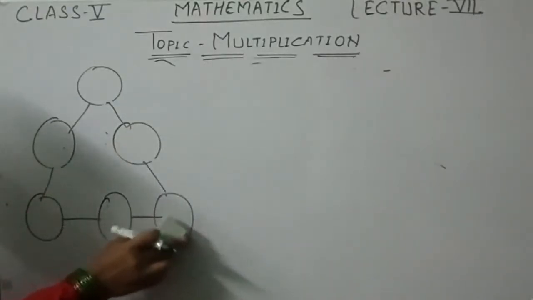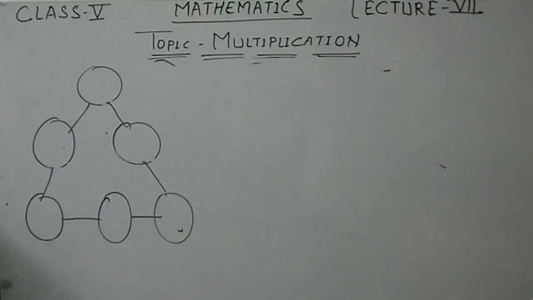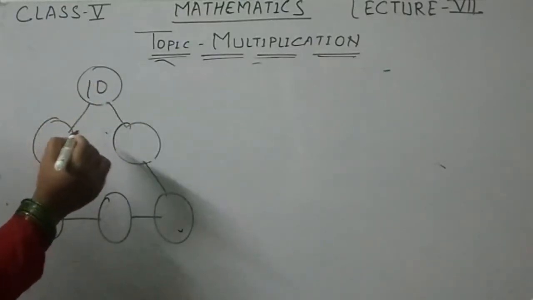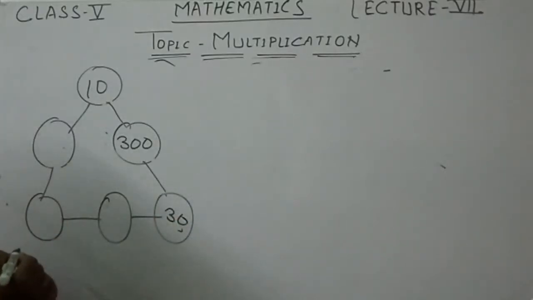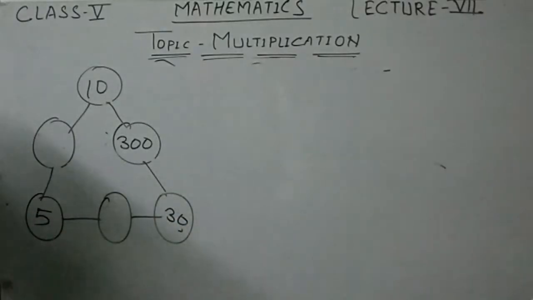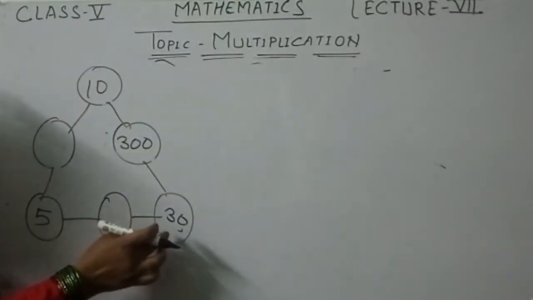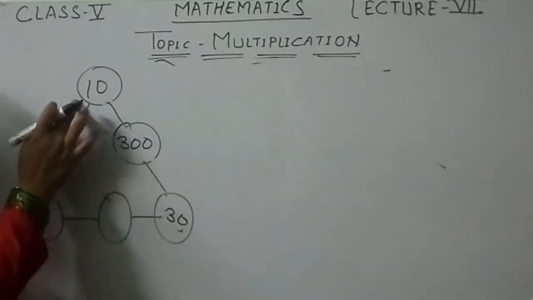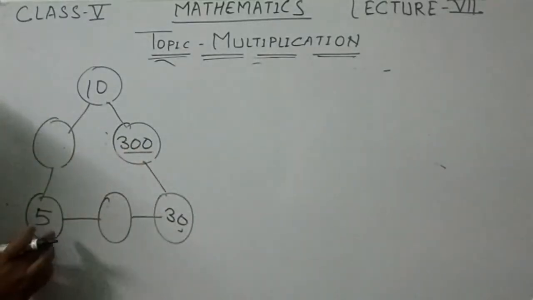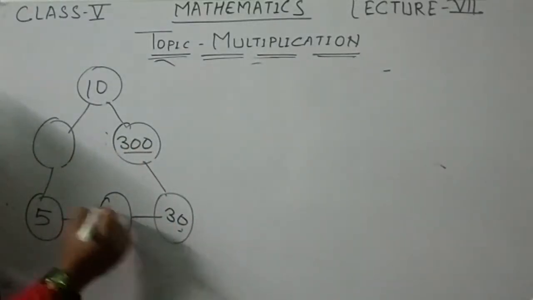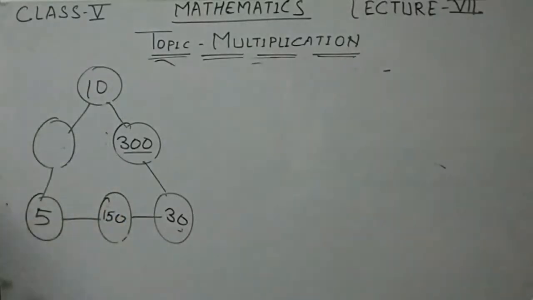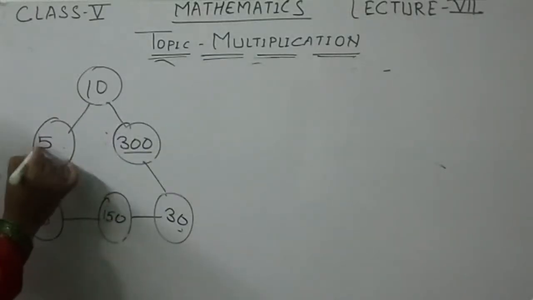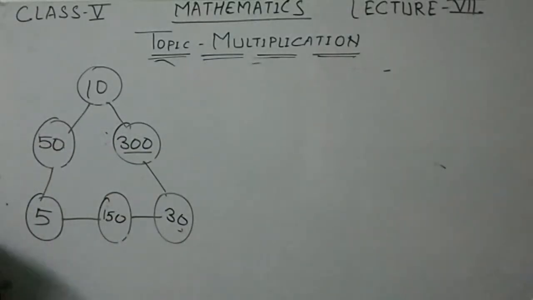The second example I will take from your book. Here 10 is written. In this box 300 is written. Here 30 is written. And on this side 5 is written. See, 10 thirties are 300. If you read the table of 30, 10 times, it will be 300. Here 5 thirties are how much? Read the table of 30, 5 times. It will be 150. In the same way, this one, 5 tens are. What will be the answer here? 50. That is your answer.